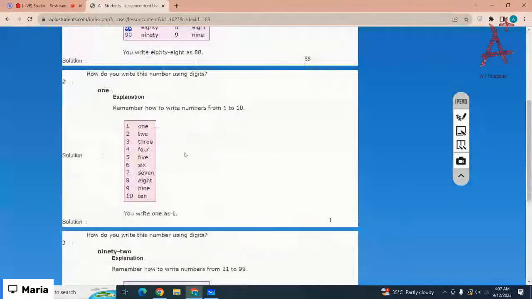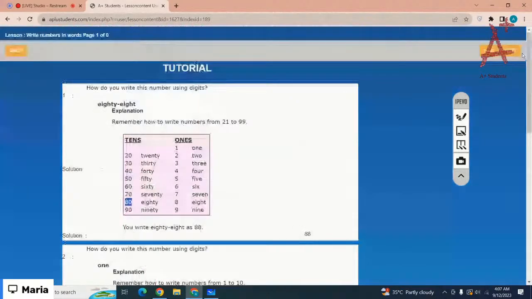How do you write this number using digits? It is O N E, one. So you can simply write 1 in the digit form. Let's start with the practice questions.